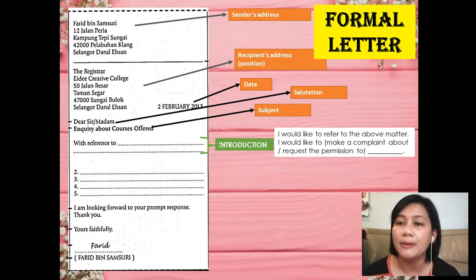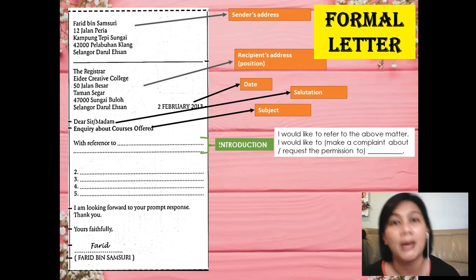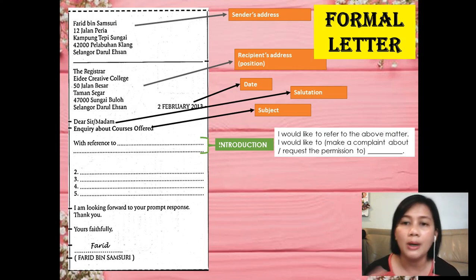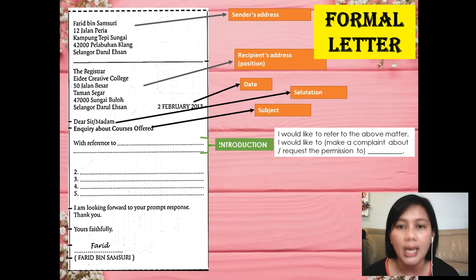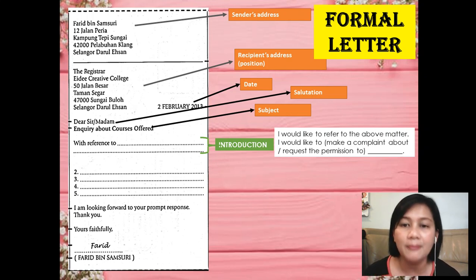I would like to refer to the above matter. It means that you want to tell the reader that you want to write about what is in your subject. Or, I would like to make a complaint about the rubbish in Taman Lihua, for example. Or if you are requesting permission, I would like to request permission to visit the museum. Requesting permission means memohon kebenaran.